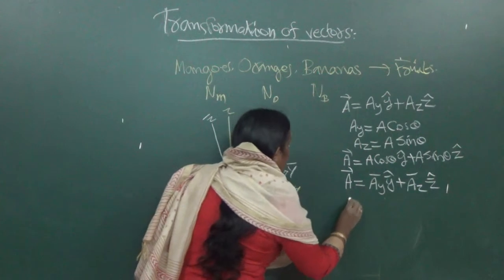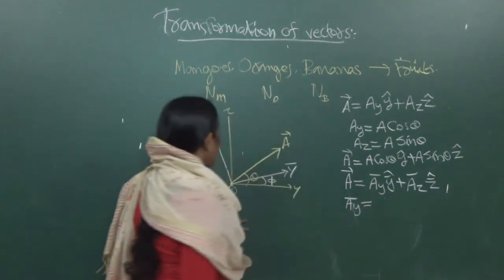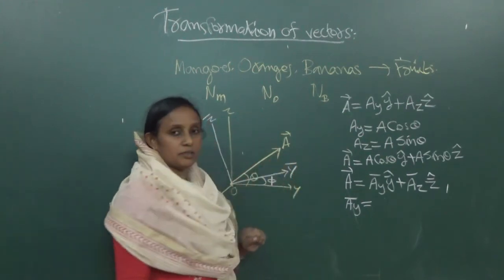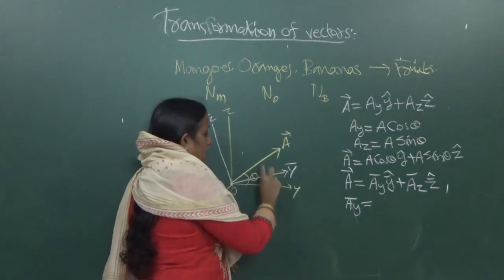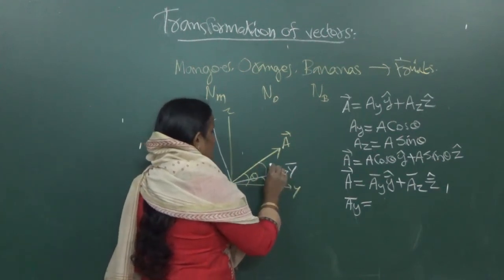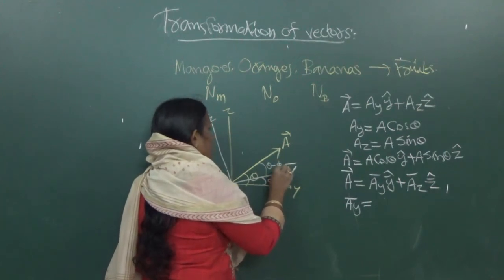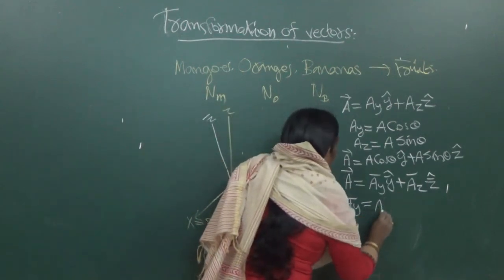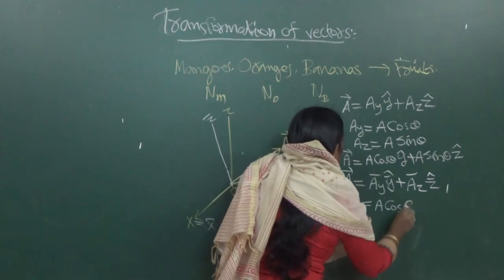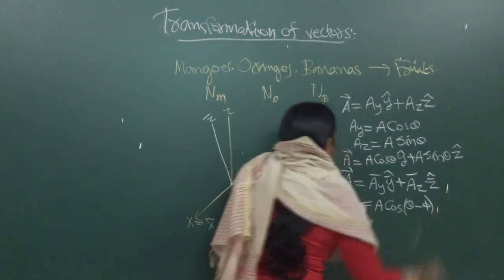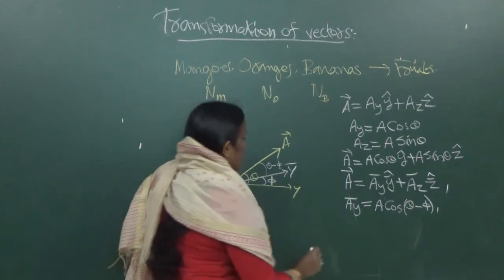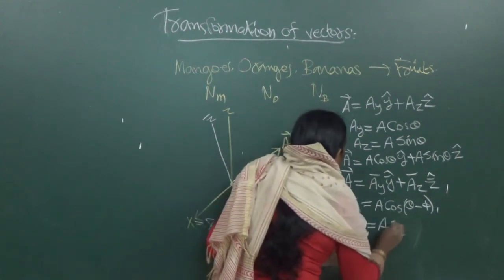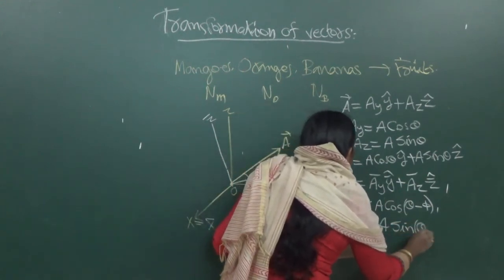Now, what is this ay bar? Ay bar is the component of A along the y bar direction. So, what is this angle? This angle is theta minus phi. So ay bar equals A cos(theta minus phi). Similarly, az bar equals A sin(theta minus phi).